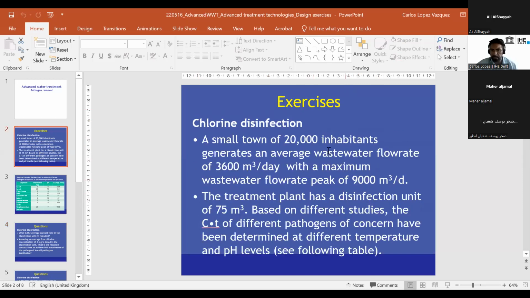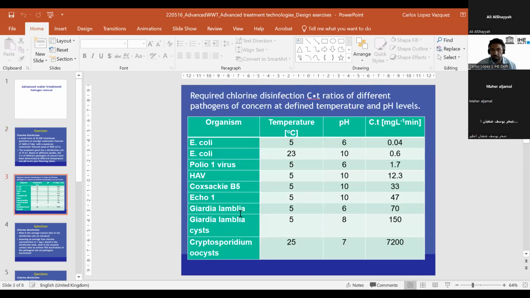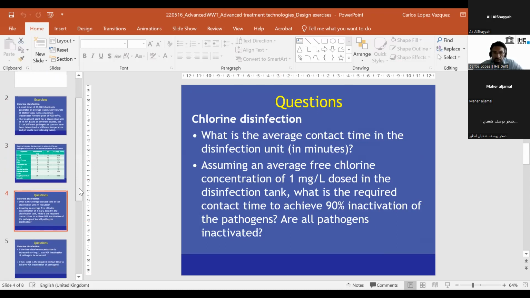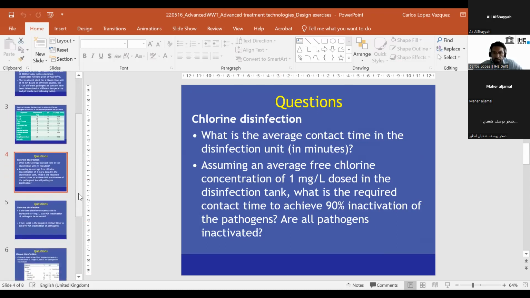So the plant has a flow rate of 3,600 cubic meters per day, maximum 9,000, and a disinfection unit of 75 cubic meters. We are asked to assess whether these organisms are going to be inactivated if there is a free chlorine concentration of 1 milligram per liter. So what do we do? How do we answer this question? Any suggestion? What do you do?